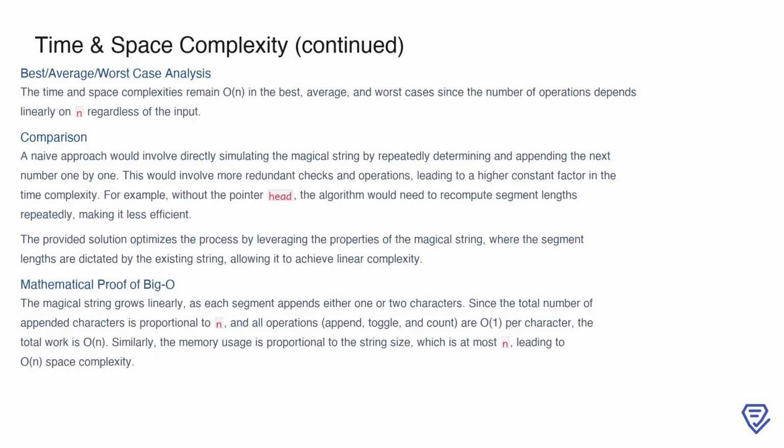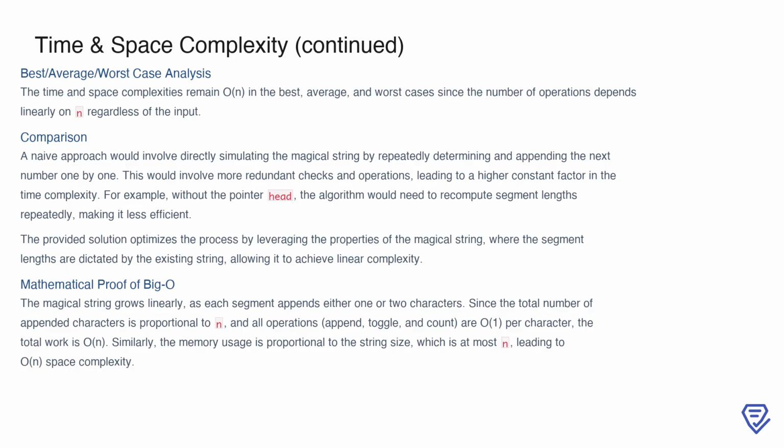This is because the number of operations depends linearly on n regardless of the input. Comparing this solution to a naive approach, the naive method might simulate the magical string directly by repeatedly determining and appending the next number, which would involve redundant checks and operations. For instance, without using the pointer head, the algorithm would need to recompute segment lengths multiple times, leading to inefficiencies and a higher constant factor in the time complexity.